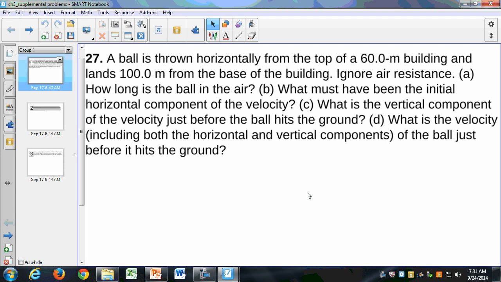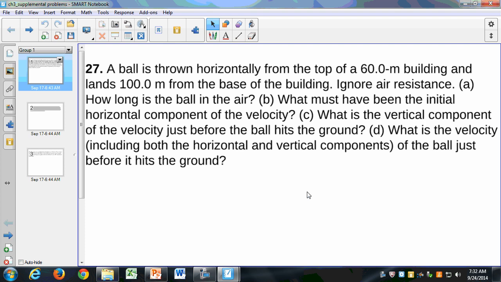A ball is thrown horizontally from the top of a 60-meter building and lands 100 meters from the base of the building. Ignore air resistance. The first question you need to ask in this problem is, how long is it in the air? So what tack are you going to take to find the time that it's in the air? Right, so we know the y motion, it basically just drops, right? From what distance? Right, so it drops 60 meters, and so we can use that to find our time.